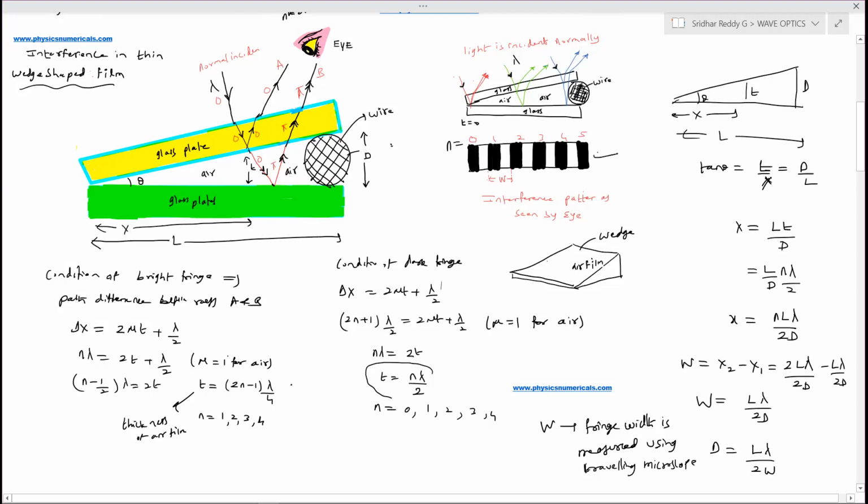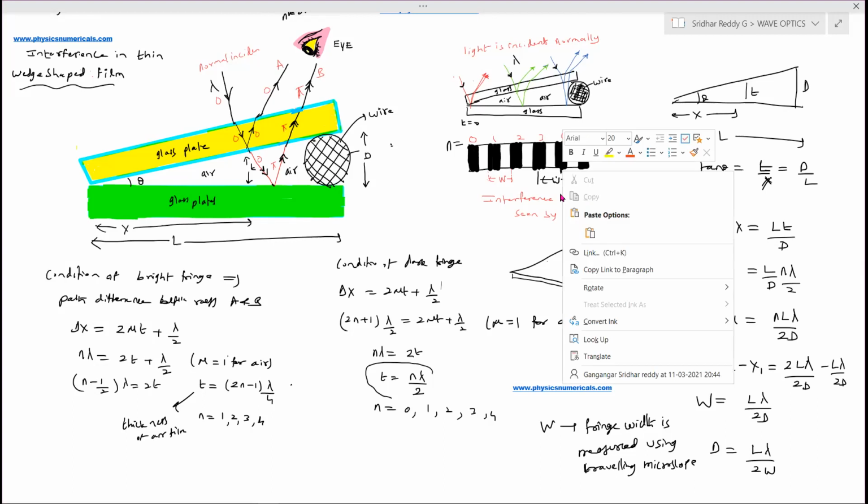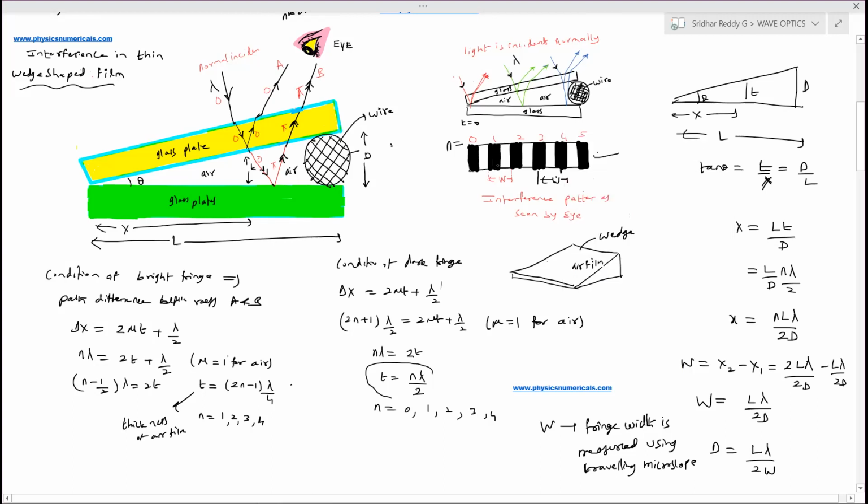I'll focus on this interference pattern and measure the fringe width. What is the fringe width? Usually I should measure the distance from the center of the bright band to the center of the next bright band, or center of the dark band to center of the next dark band. So one bright and dark band together will be one fringe width. But practically the method is from the center of one band to the next; this is the fringe width. So using the traveling microscope, I'll calculate the fringe width.